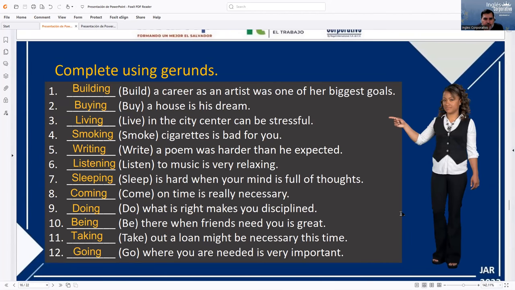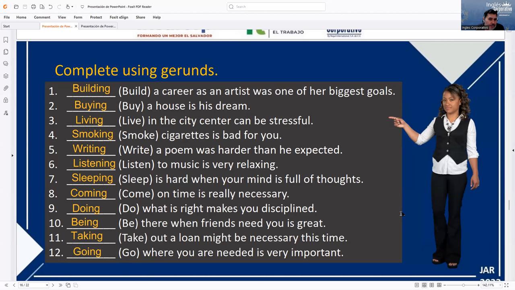Building a career as an artist was one of her biggest goals. Buying a house is a dream. Living in the city center can be stressful. Smoking cigarettes is bad for you. Writing a poem was harder than you expected. Listening to music is very relaxing. Sleeping is hard when your mind is full of thoughts.